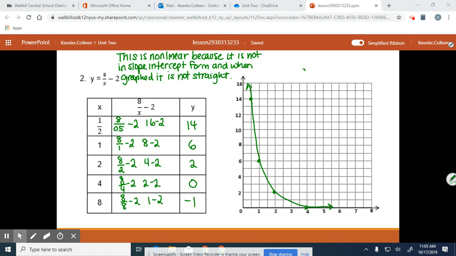Okay, so nonlinear here is definitely because that x is in the denominator, like we talked about earlier. We've never seen y equals mx plus b form with an x in the denominator. That doesn't allow for a slope, so therefore we know that it's not going to be straight. Let's take a look at another example.